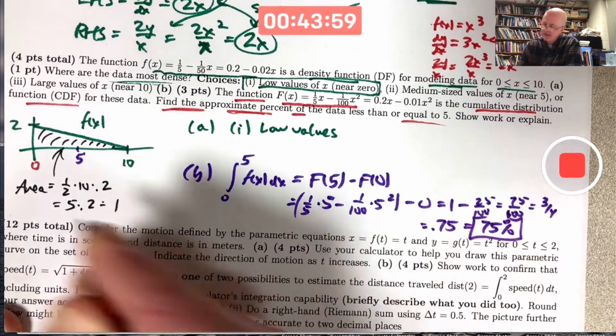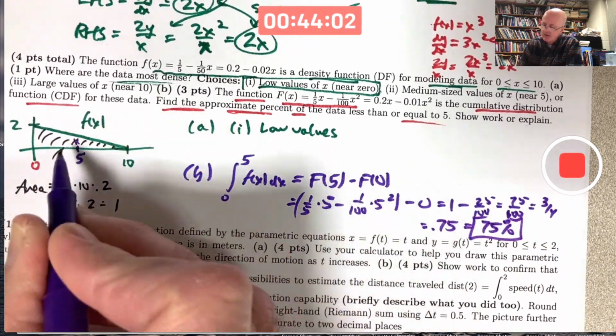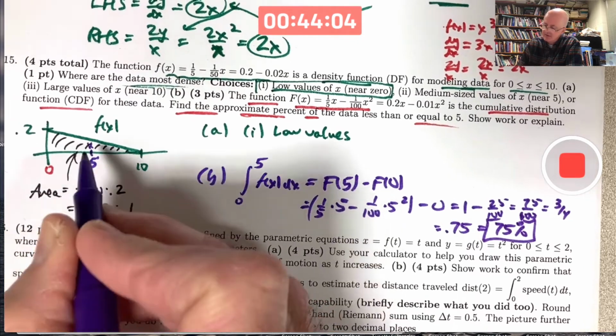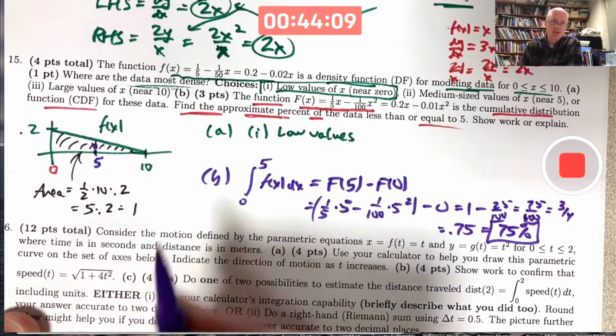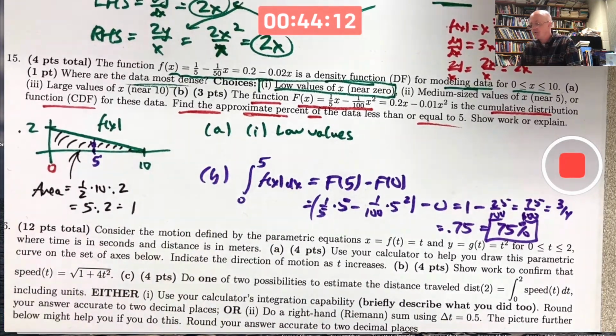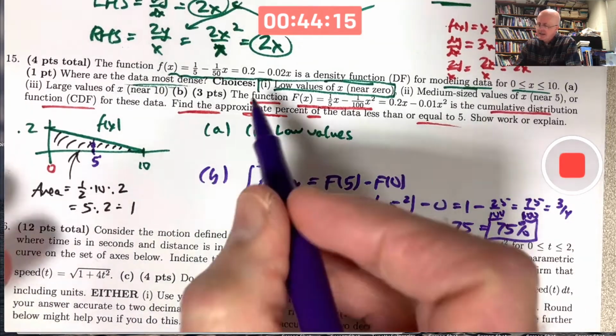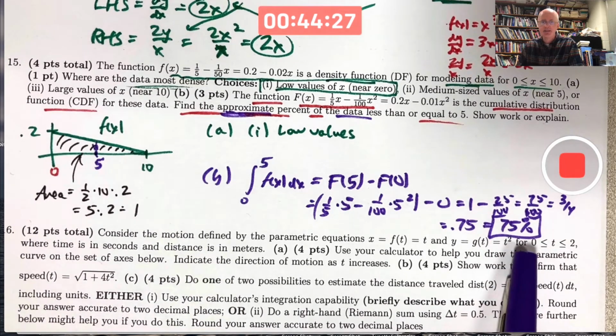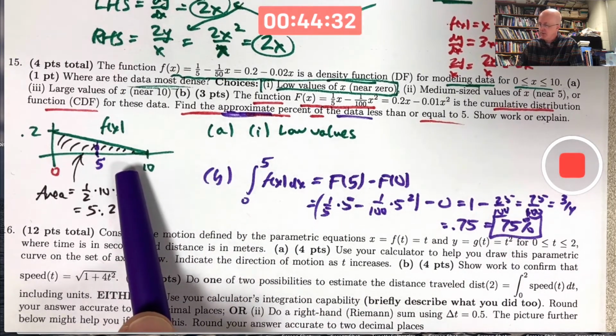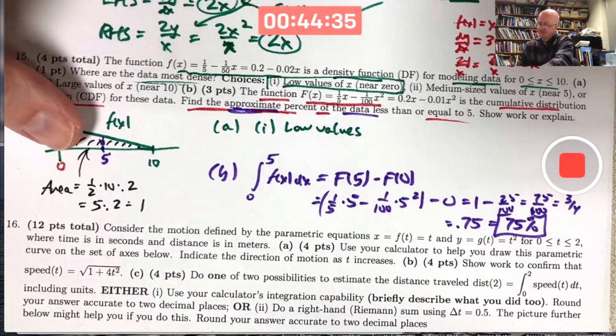So 75% of the area under this graph over this interval from 0 to 10, for x less than 5, that's 75% of the area. It's also 75% of the data. It's also 75% of the probability. It is an approximation in terms of data modeling, because data modeling involves randomness, and so if you do a random sample of size 100 or something from this data set, you won't necessarily get exactly 75% of the data being less than 5. But as a model, a good model, hopefully it should be close to 75%.